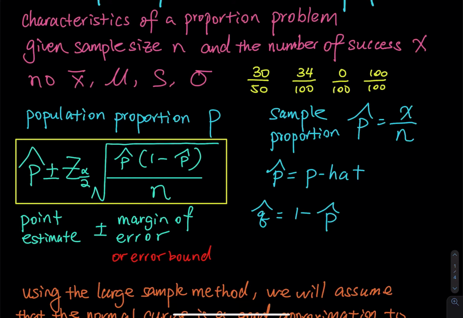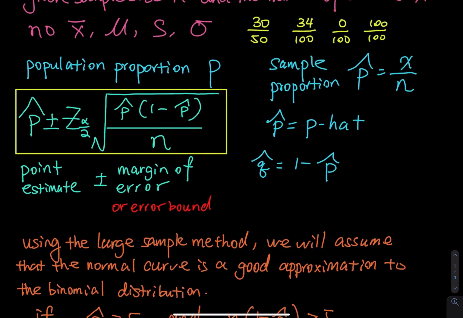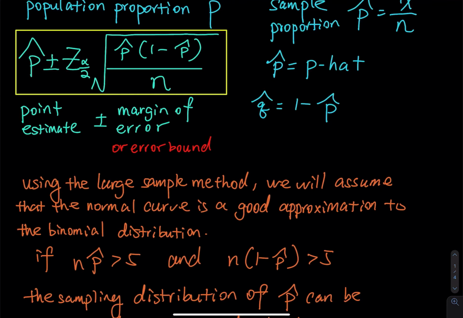Now, back to this formula. What do you see? Do you see that we are not using T? Sorry, we are not using T, we are using Z. So looks like when you do proportion, we are using Z. So it looks like there is a relationship between the proportion and the normal distribution, right? Because Z stands for a normal curve. So when you use Z, you are using normal distribution. So here is the relationship. Using the large sample method, we will assume the normal curve is a good approximation to the binomial distribution.